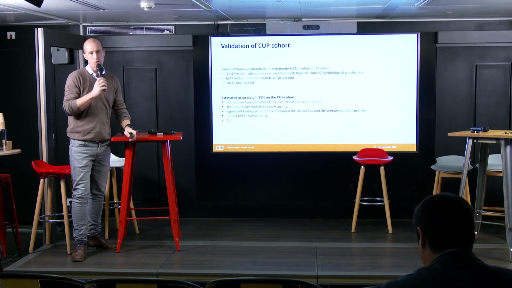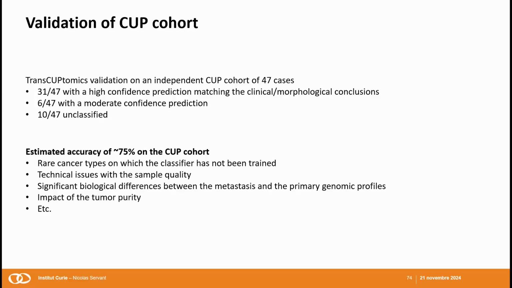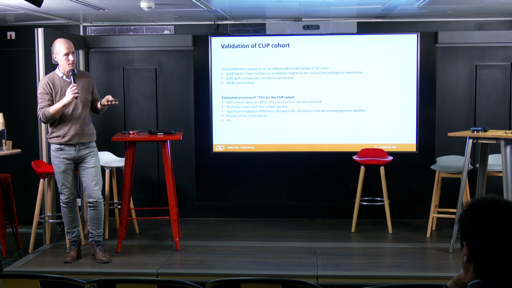So the performance of the model on the test set was extremely good, with more than 95% accuracy. But then when we tried to apply it to real data, and especially to real CUP data, we saw that the performance was decreasing. The main issue that we have with the CUP is that, by definition, we have no idea about where the primary cancer occurs. So that's not a real ground truth data set. We don't know what the truth is, so it's difficult to measure any accuracy on that.